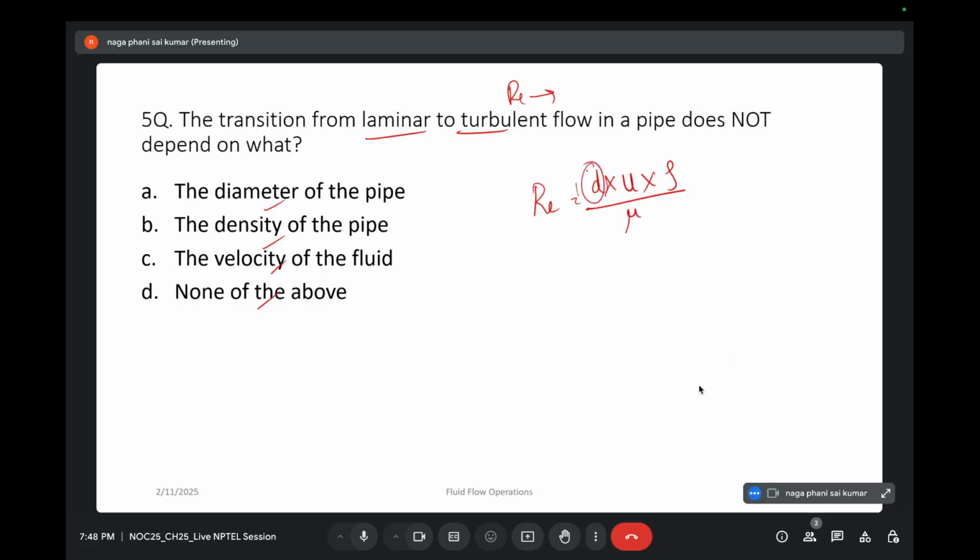So here D is the diameter of the pipe, U is the velocity of the fluid, rho is the density of the fluid, mu is the viscosity of the fluid. If you change the diameter of the pipe, then the Reynolds number will change. If you change the velocity of the fluid, even then the Reynolds number will change. That is, you can change it to turbulent flow. But if you change the density of the fluid, it does not have any effect, right?